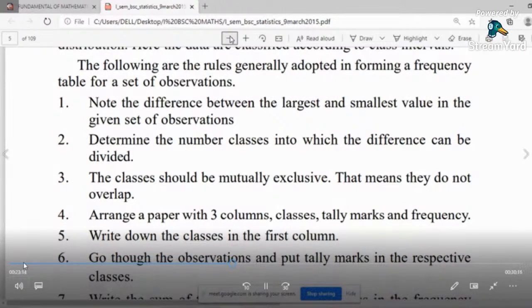The classes should be mutually exclusive. What is meant by mutually exclusive? They should be different from each other. That is, there should not be any common elements in 2 classes. That is the meaning of mutually exclusive. For example, 0 to 5 and 6 to 10 are mutually exclusive classes. Okay, the classes should be mutually exclusive.